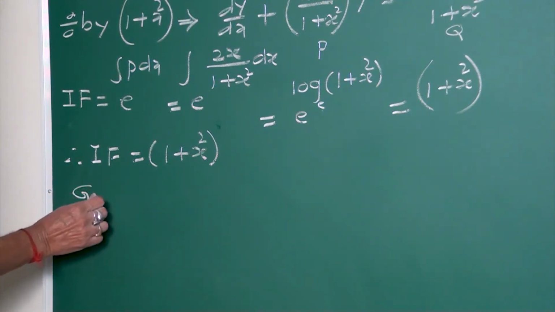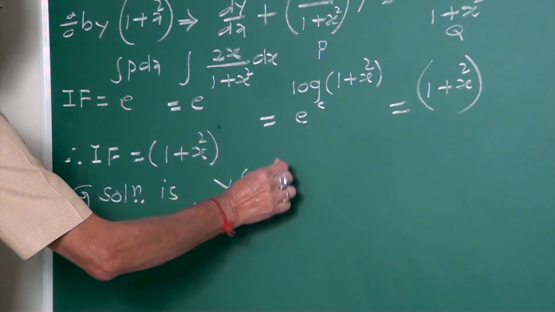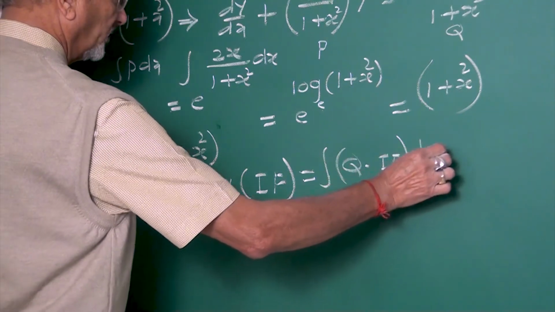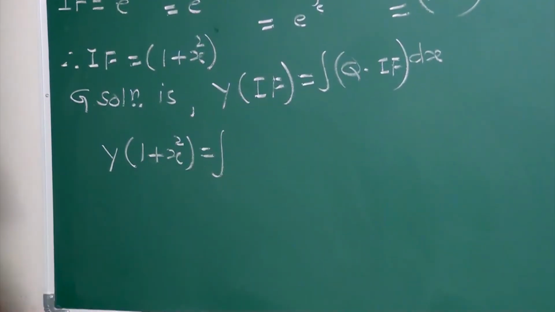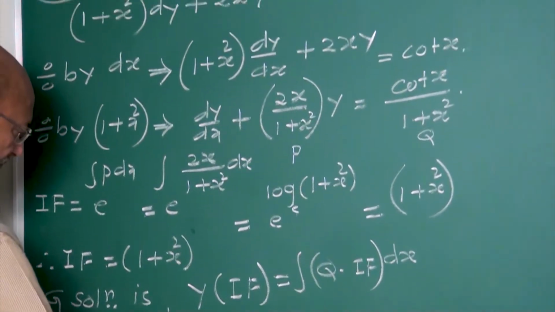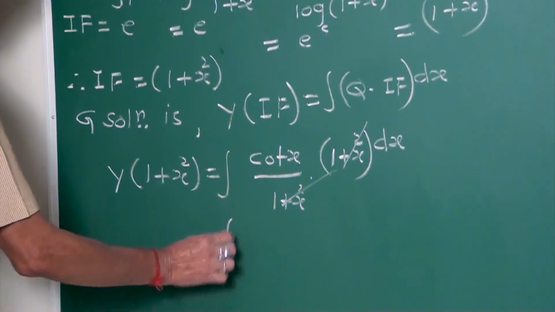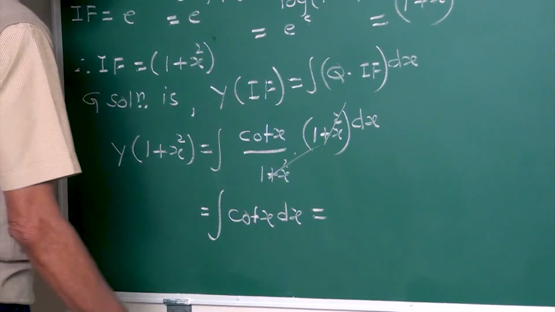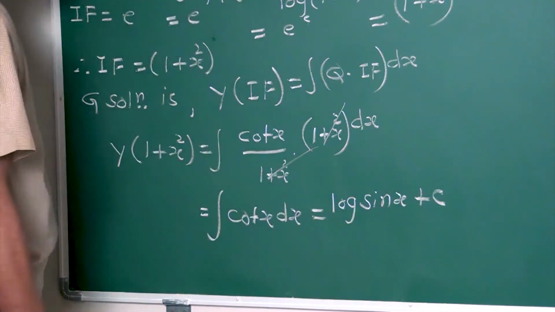After finding this, the general solution is y into integrating factor equals integral of RHS, that is Q into integrating factor, integrated with respect to x. Substituting, y into 1 plus x square equals integral of Q, which is cot x upon 1 plus x square, into 1 plus x square dx. This cancels, so it is the integral of cot x dx. What is the integral of cot x, my friend? Integral of cot x is log sin x plus c.